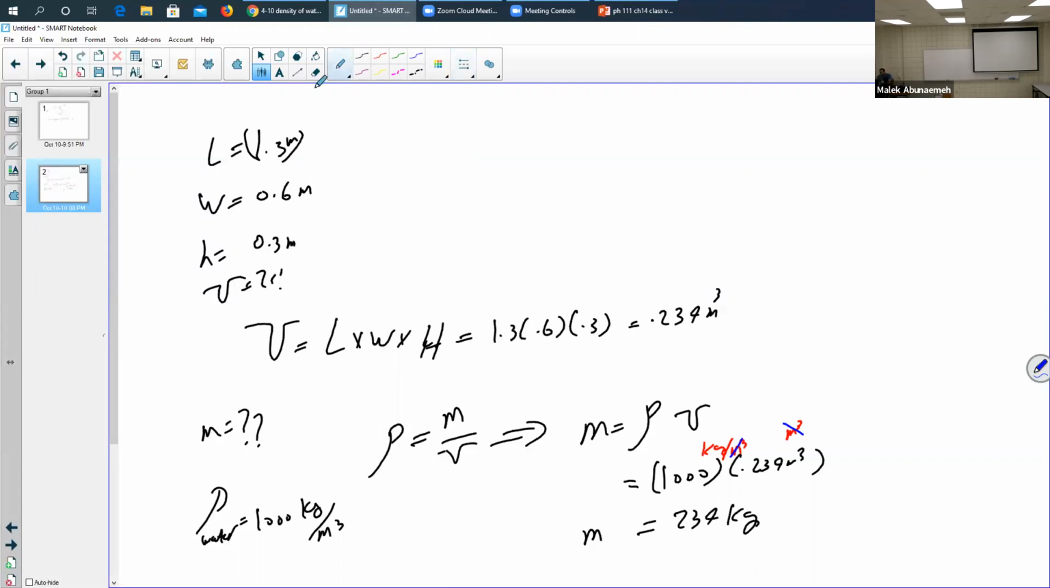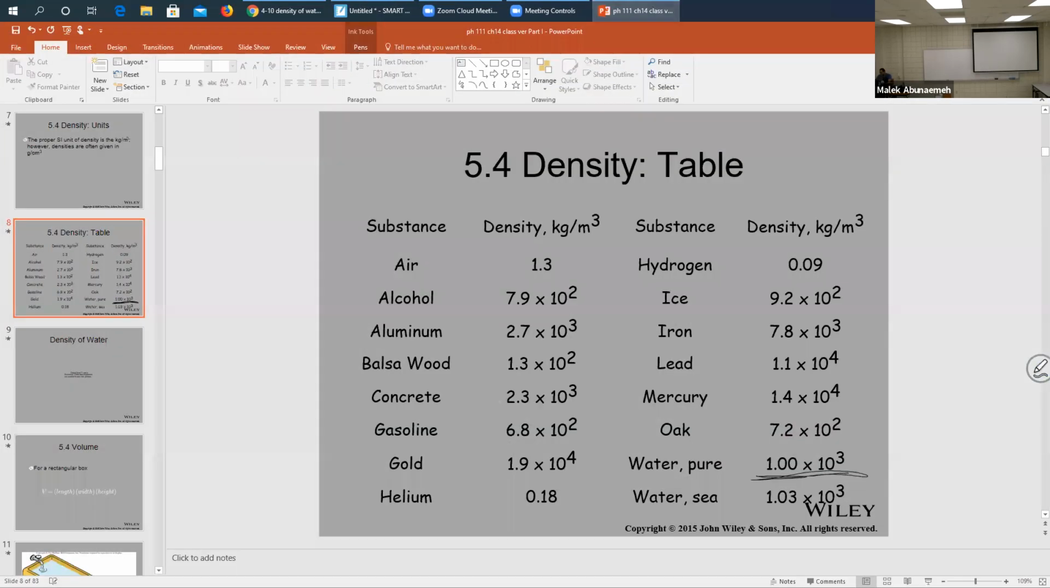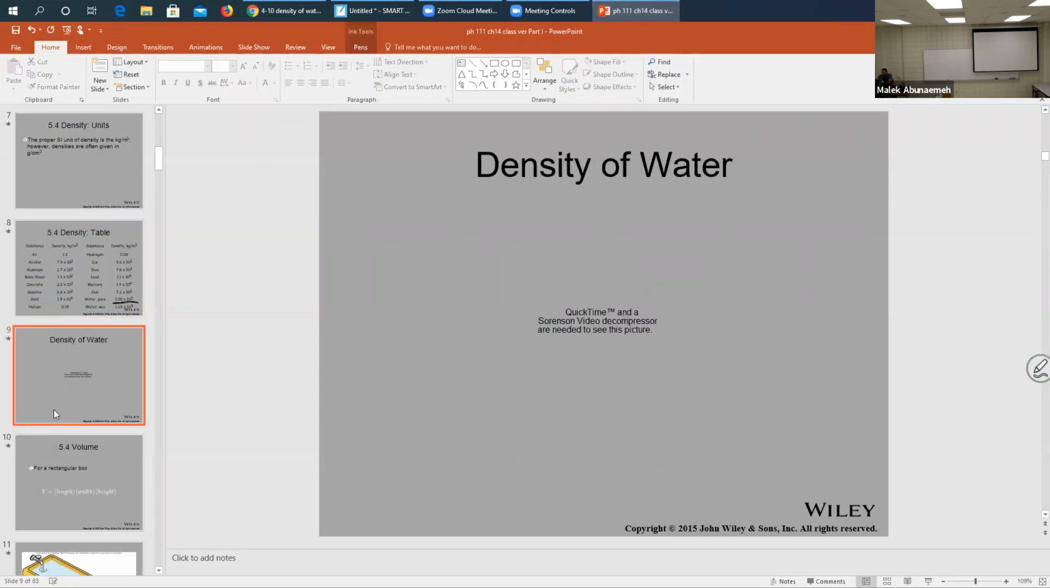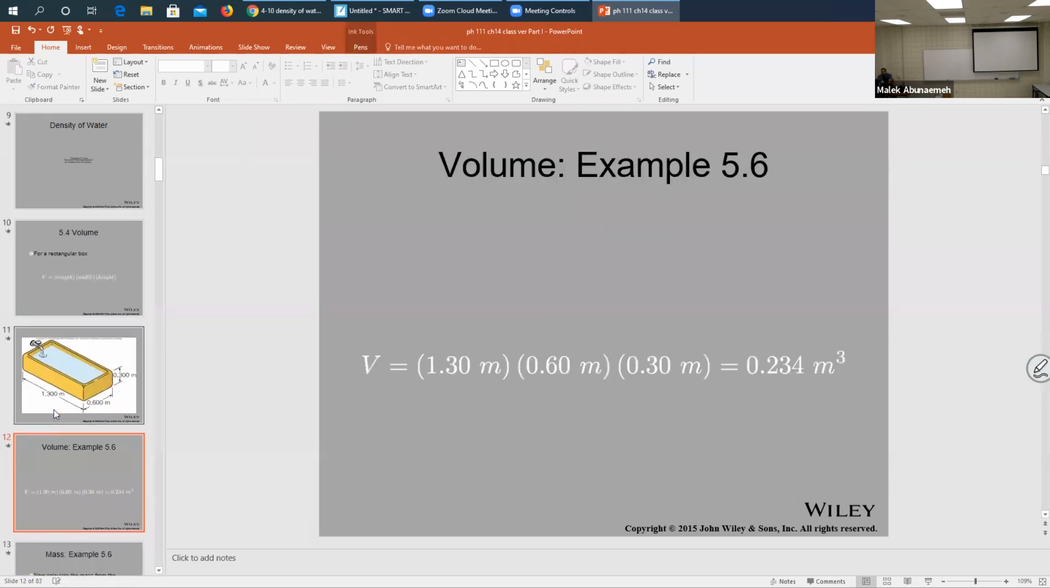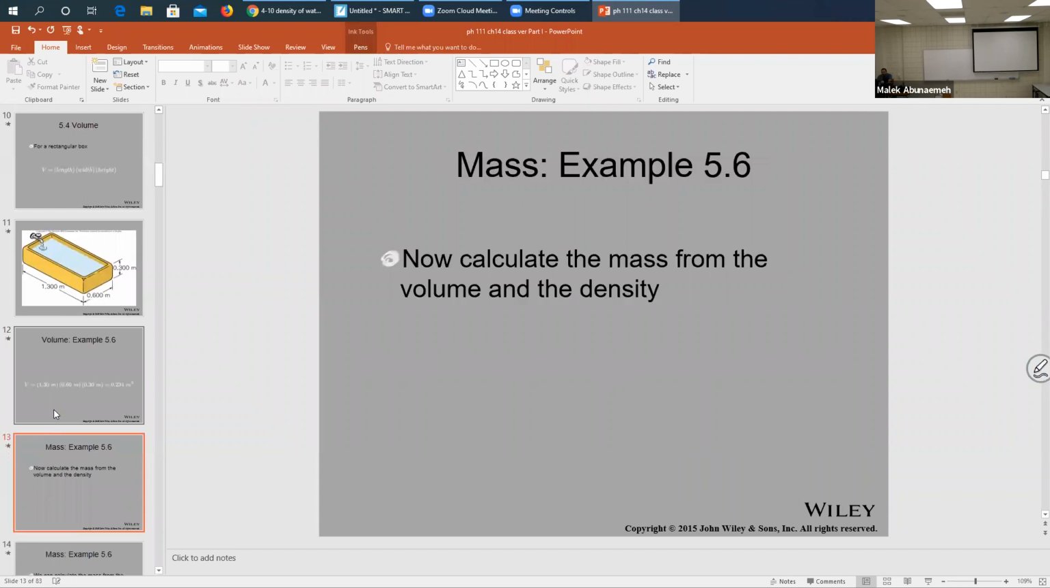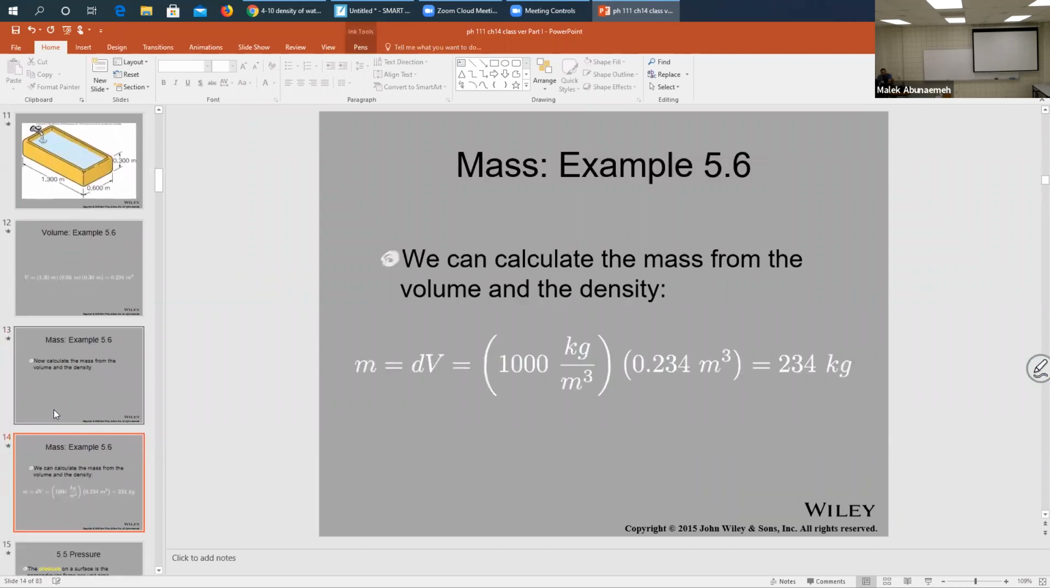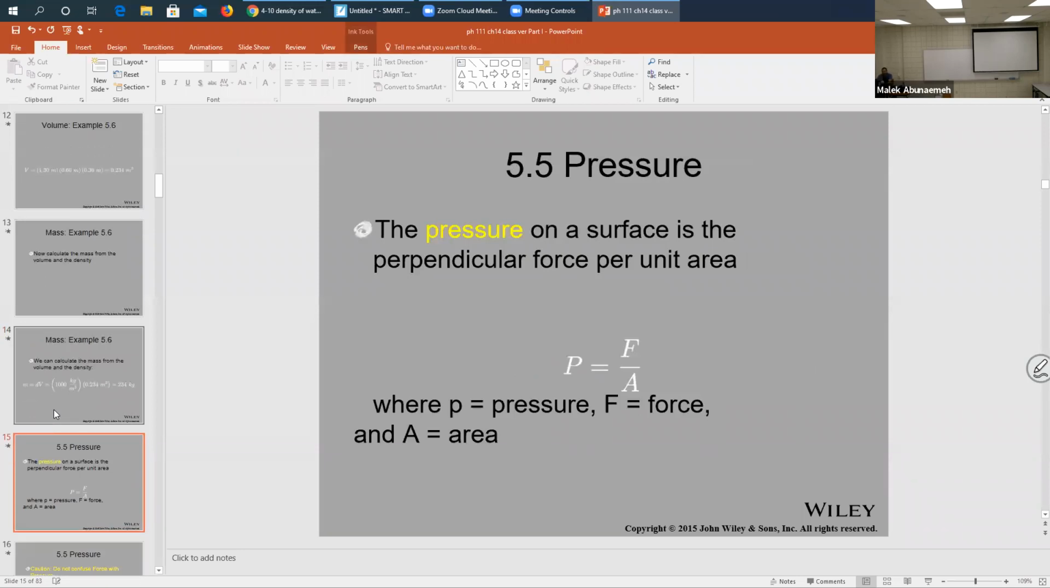Now, let's talk about pressure. Imagine you go out to the beach and you stick your finger in the sand. What's going to happen? Chances are your finger is going to go deep inside the sand. Now, let's say you take your whole hand, open it up, and try to put it on the sand. What would happen? More likely, your hand would not go inside the sand, although you're actually applying more force.